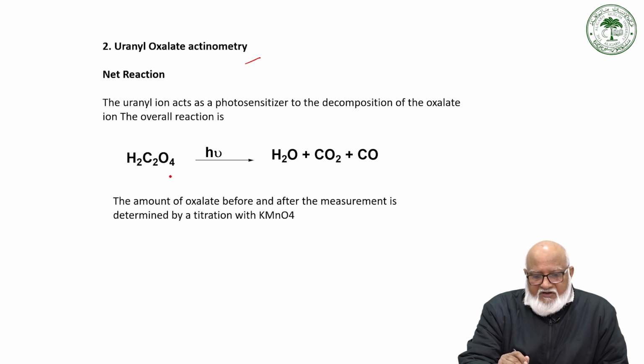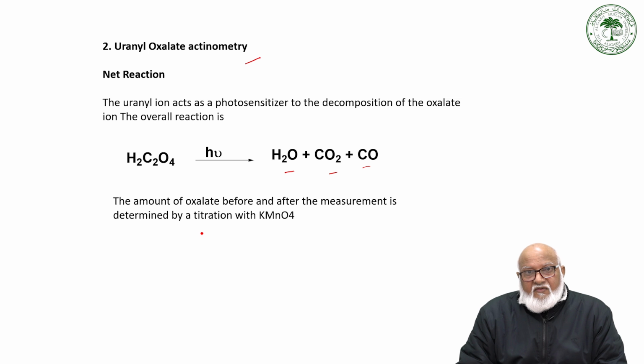The net reaction involved here is H2C2O4 in the presence of light, giving rise to water, CO2 and carbon monoxide. The uranyl ion acts as a photosensitizer for the decomposition of oxalate ion. The amount of oxalate ion before and after the measurement is determined by titration with KMnO4. So, these are a few standard actinometry experiments available in order to determine the quantum yield of any photochemical reaction.